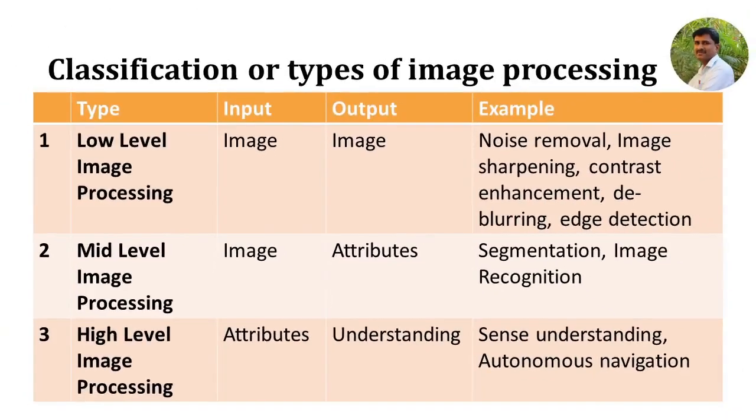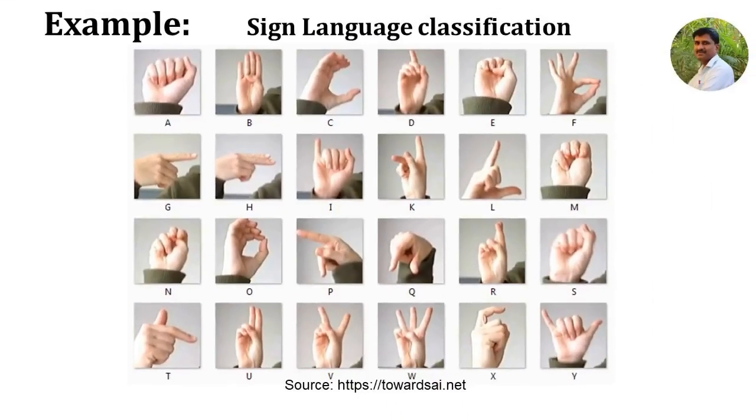High-level image processing involves analysis based on outputs of mid-level image processing such as attributes. It involves making sense of an ensemble of recognized objects. As an example for high-level image processing, we consider sign language classification. Sign languages are languages that use visual manual modality to convey the meaning. Several shape attributes are to be extracted from the sign images. Based on these attributes, the computer algorithm will be able to identify the meaning associated with these signs.